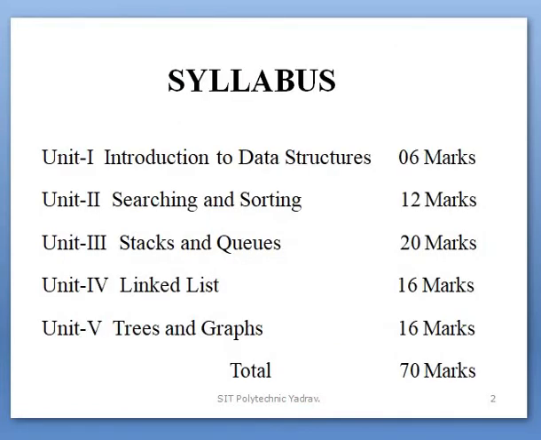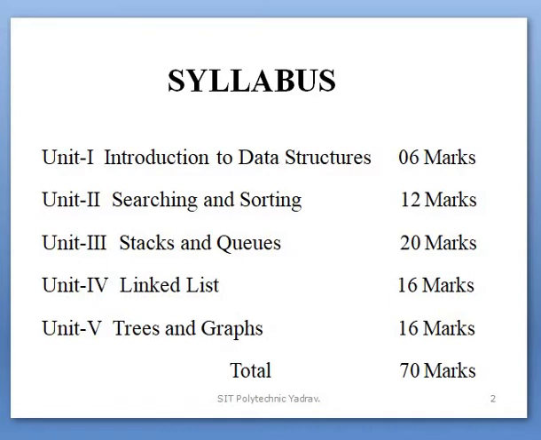Next slide, syllabus. We already saw the syllabus of our course in our first lecture. There are a total of 5 units. Unit number 1, Introduction to Data Structures, for 6 marks. Unit number 2, Searching and Sorting, for 12 marks. Unit number 3, Stacks and Queues, for 20 marks. Unit number 4, Linked List, for 16 marks. Unit number 5, Trees and Graphs, for 16 marks.